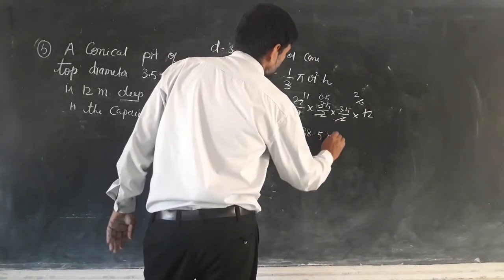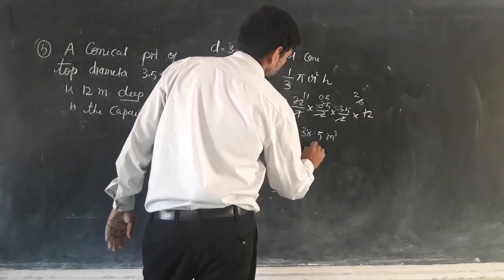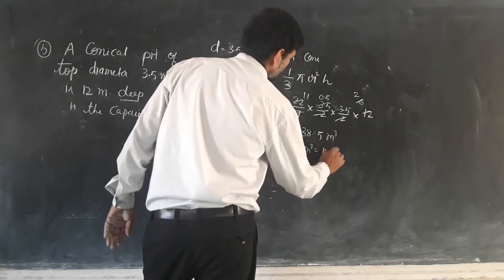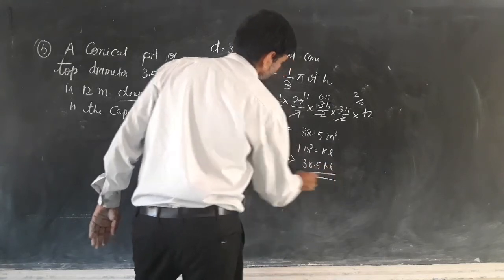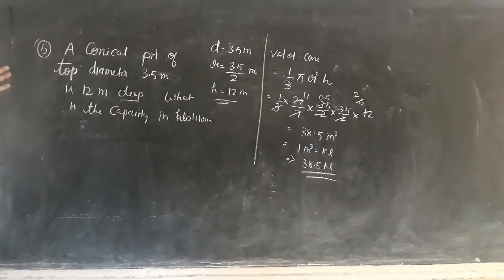38.5 meter cube. 1 meter cube is equal to 1 kiloliter. So that is 38.5 kiloliter.